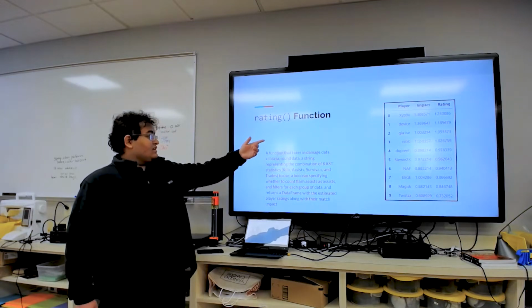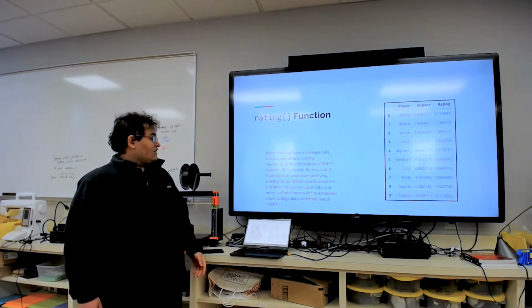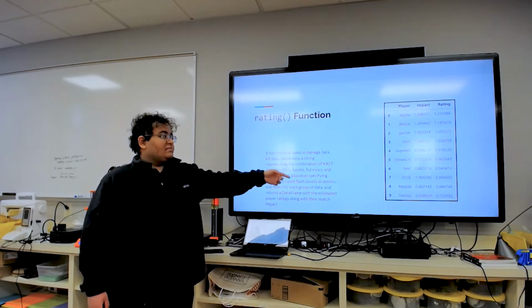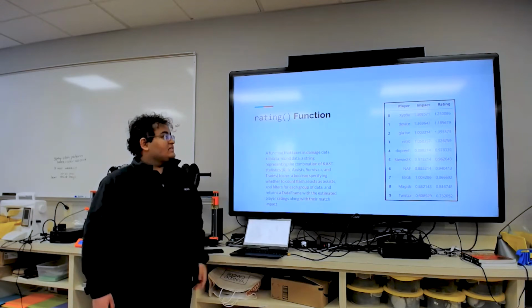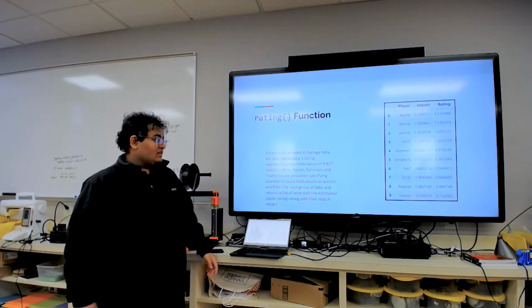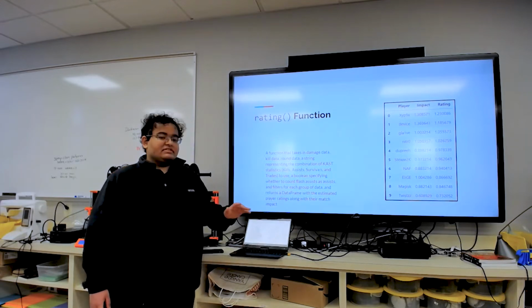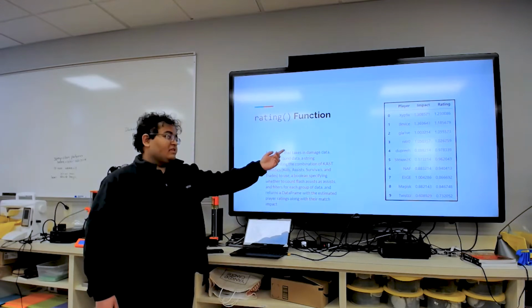So you can see over there, that's the 10 players, that's each of their 10 impacts, and that's each of their 10 ratings. The rating goes between generally 0 to 3, but most people fall between 1 and 2.